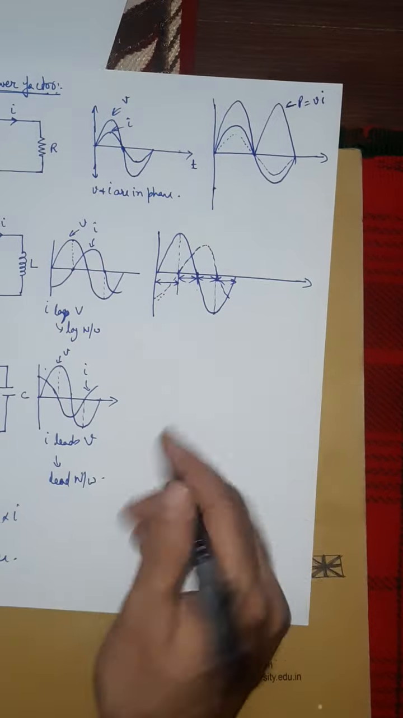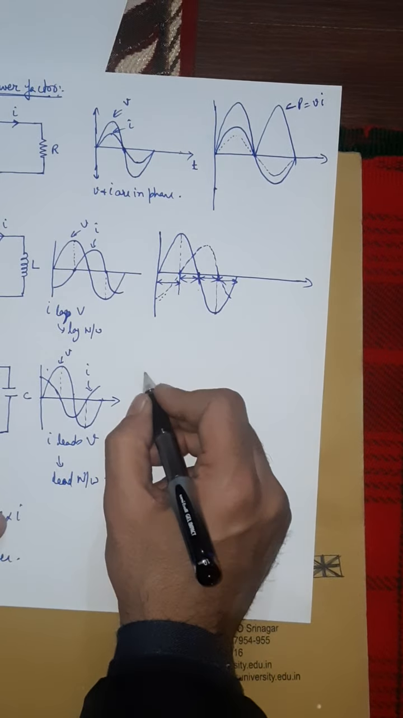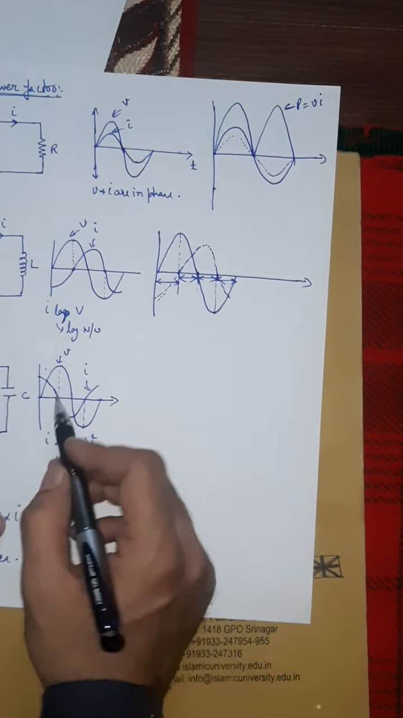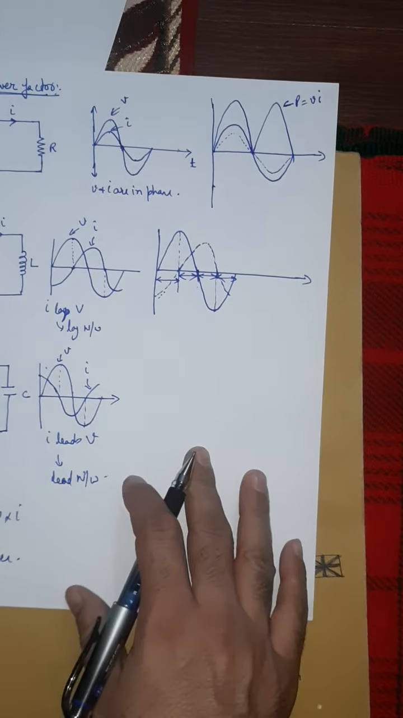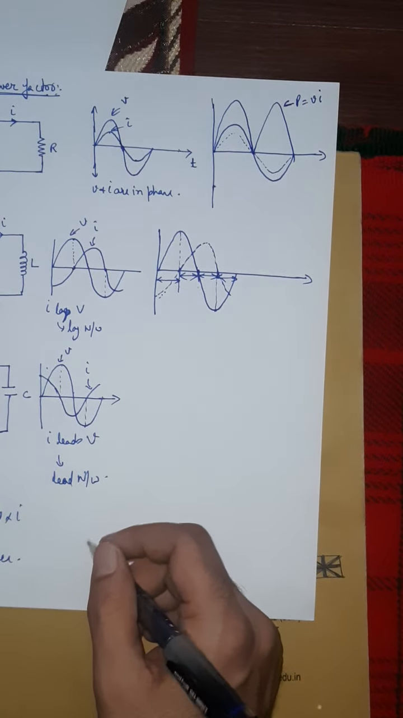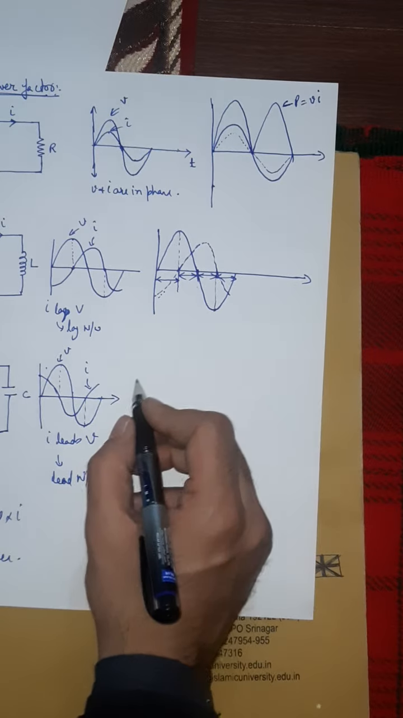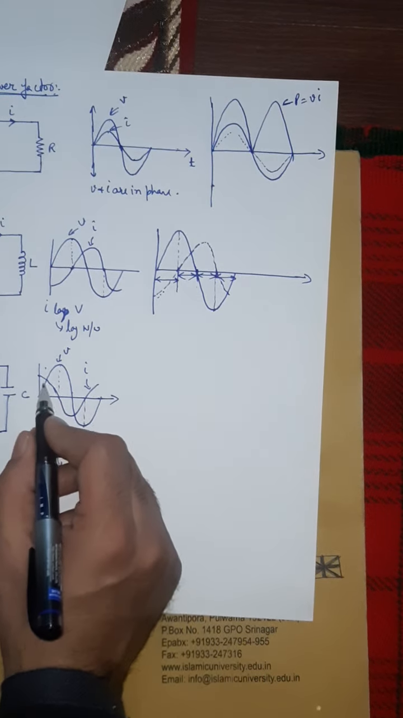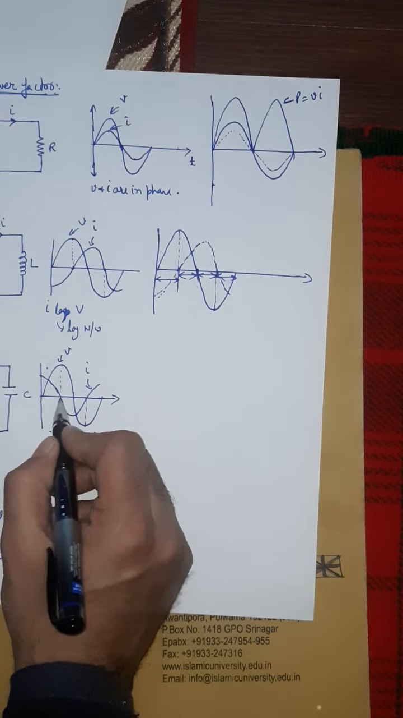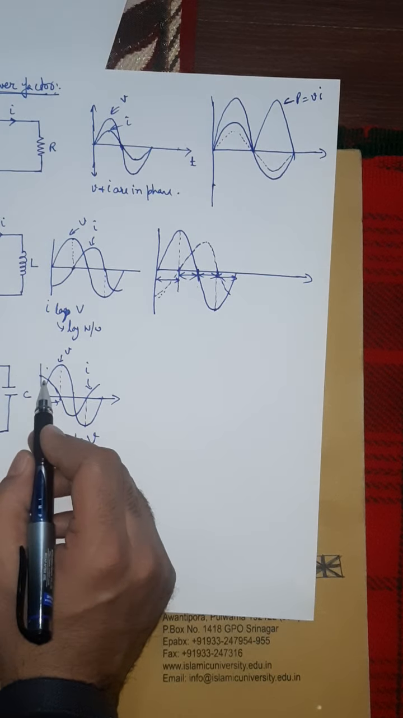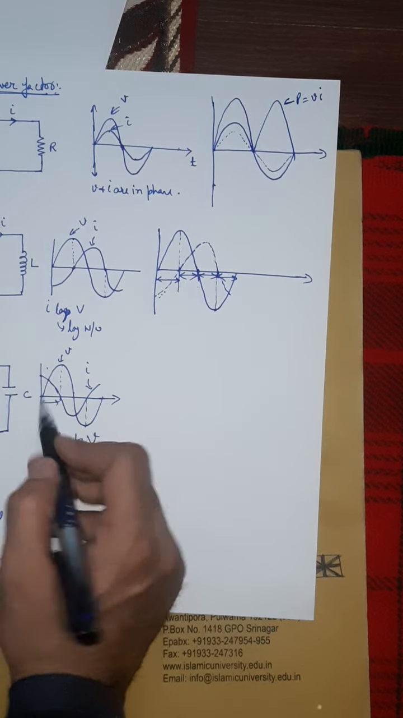Similarly, for a purely capacitive load, I am drawing it again here because I am showing the power on another page. During the first 90 degrees, current is positive, voltage is positive, so power will be positive.